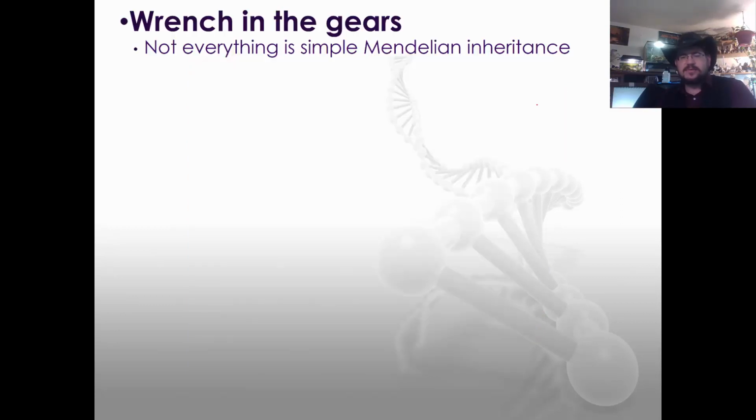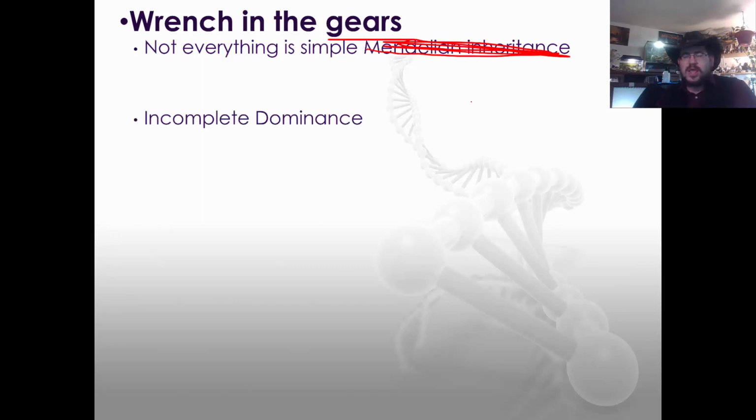How cool is that? All right, now that we've taught you all sorts of important stuff about Mendelian inheritance, let's get into when Mendelian inheritance breaks down and doesn't work anymore. We're going to hit a couple of things. Incomplete dominance is seen in snapdragons.